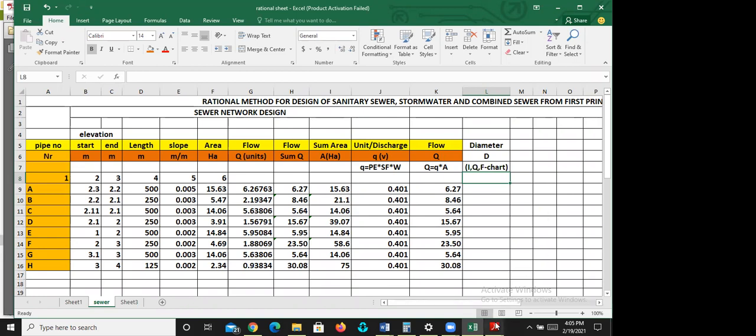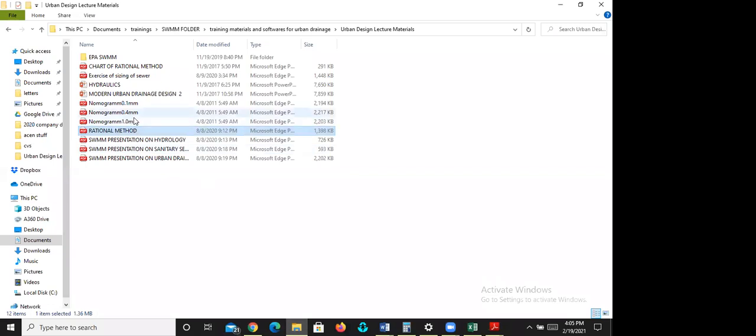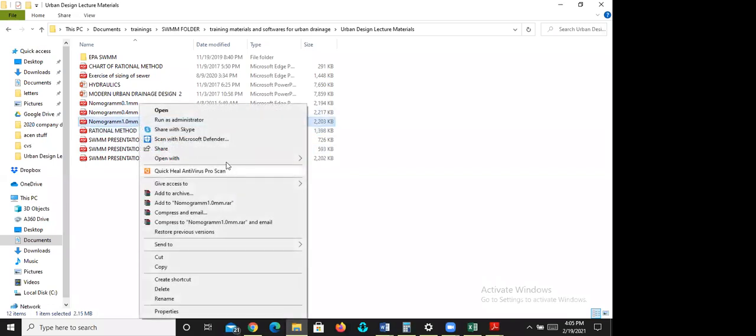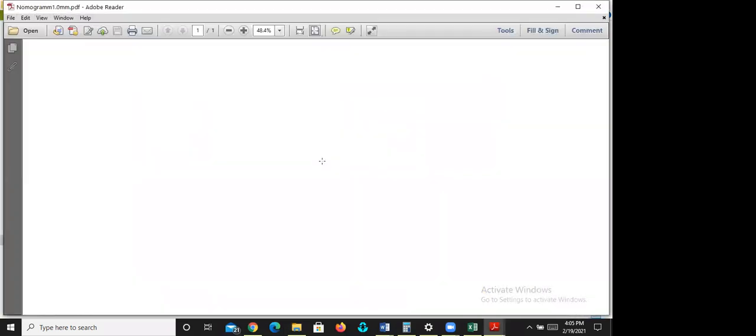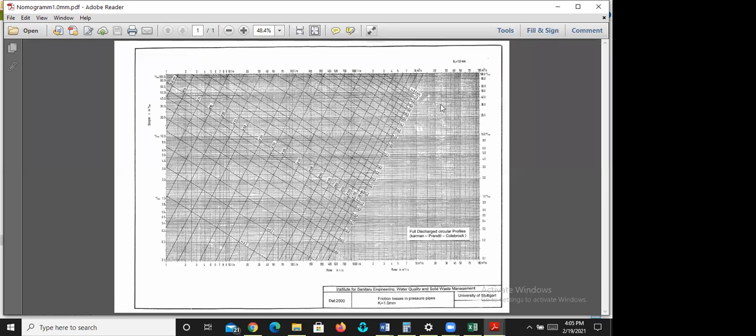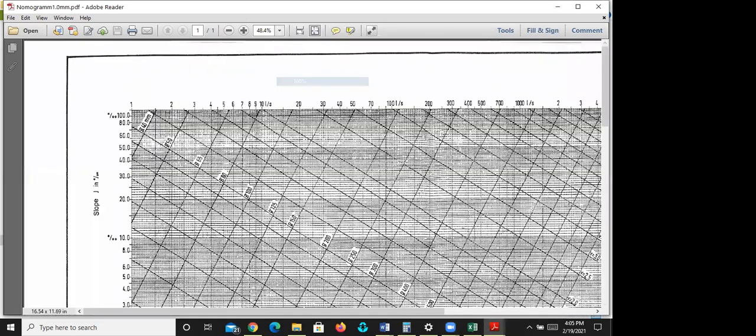So let's go to our chart then. Let's go to our materials and go to nomogram. We're using concrete pipe, so we can use this one. So this is the chart. Today, when I was just browsing the internet, I also saw one other chart, and I will also introduce us to that chart. I just googled online, but this one is one we've been using for many years now.